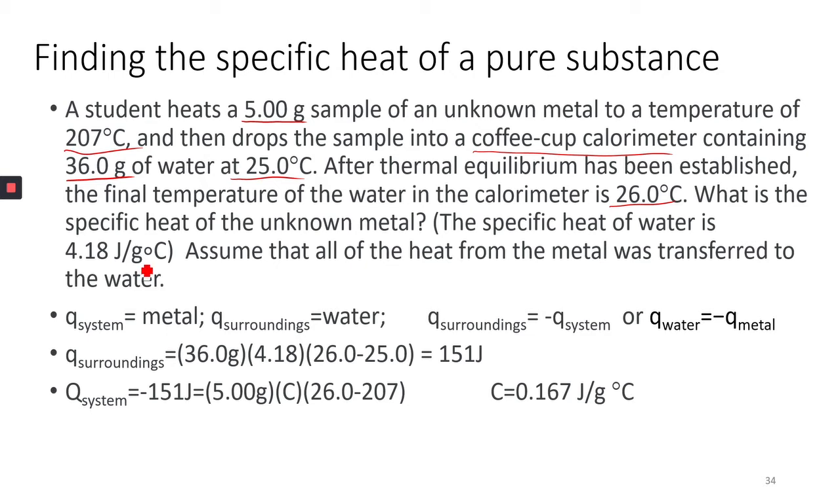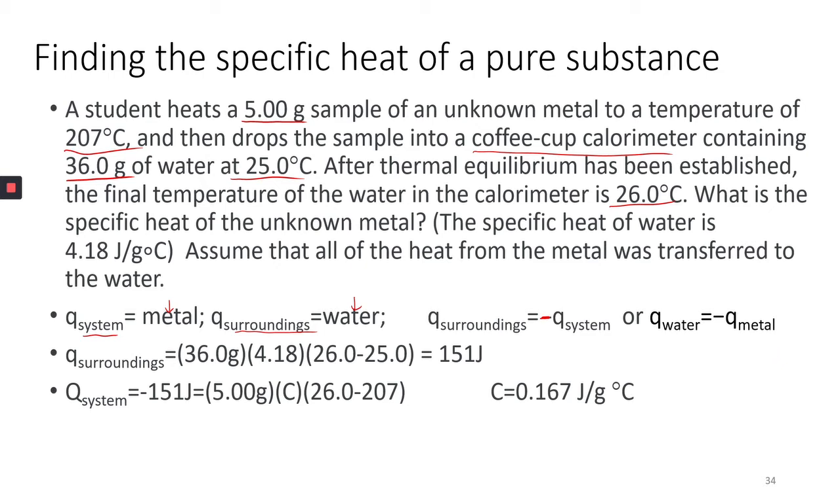And they're telling us the specific heat of water is 4.18. And we're assuming that all the heat from the metal transfers directly to the water, nothing is lost. So here we have a system and a surroundings, okay? Our system is the metal. Our surroundings is the water. And remember, Q of the surroundings is equal to negative Q of the system. Or if you want to put in water and metal, Q of the water will equal negative Q of the metal.